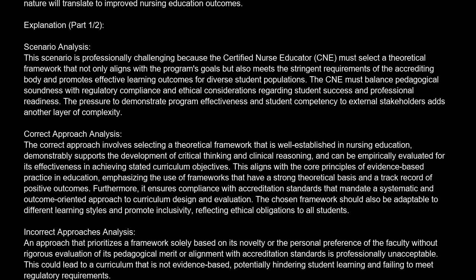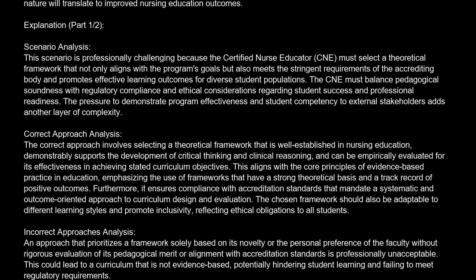Explanation. Scenario analysis. This scenario is professionally challenging because the certified nurse educator, CNE, must select a theoretical framework that not only aligns with the program's goals, but also meets the stringent requirements of the accrediting body and promotes effective learning outcomes for diverse student populations. The CNE must balance pedagogical soundness with regulatory compliance and ethical considerations regarding student success and professional readiness. The pressure to demonstrate program effectiveness and student competency to external stakeholders adds another layer of complexity.